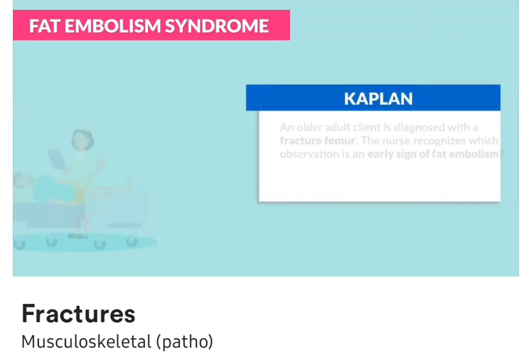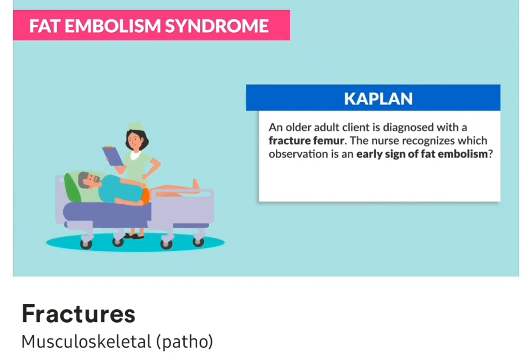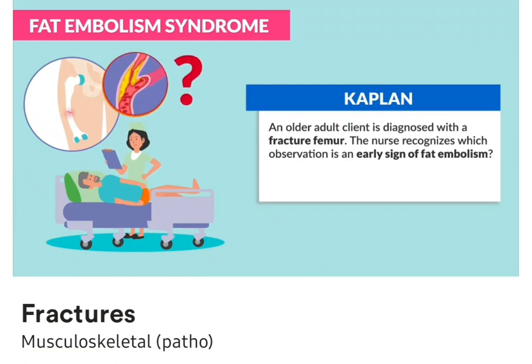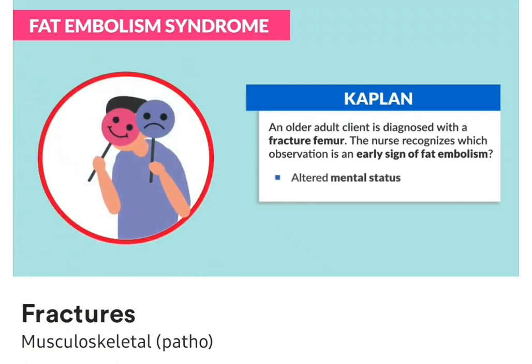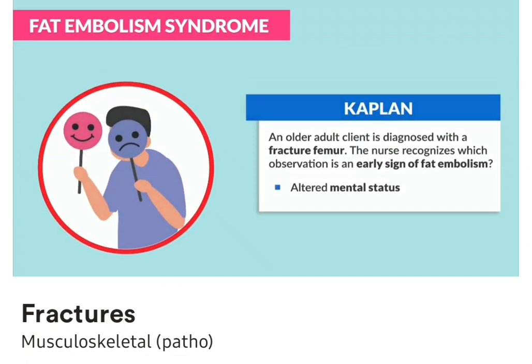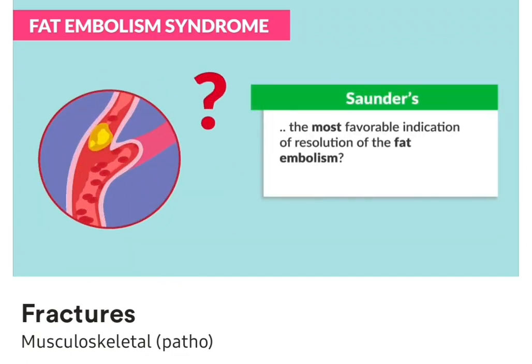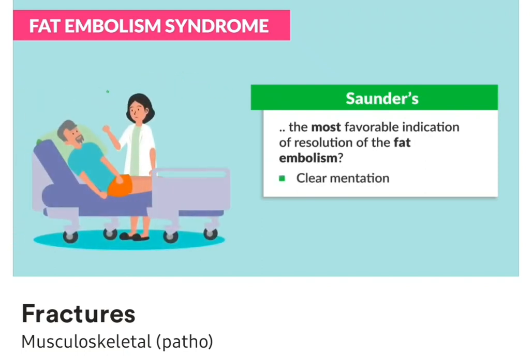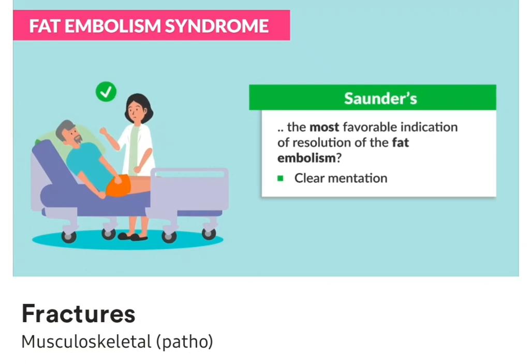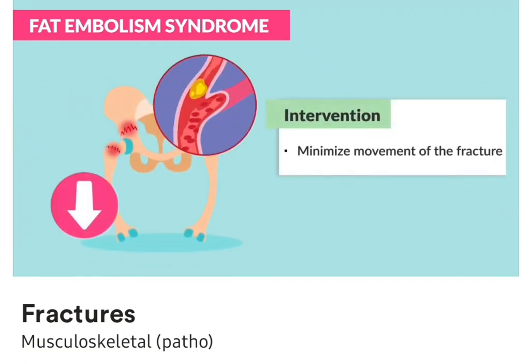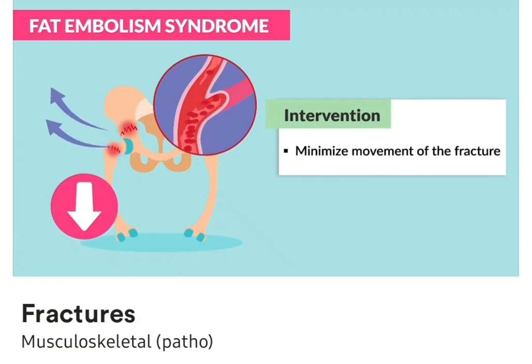So Kaplan mentions, an older adult client is diagnosed with a fractured femur. The nurse recognizes which observation is an early sign of a fat embolism. Altered mental status. So you see how that key term came up in Kaplan. And Saunders mentions, the most favorable indication of a resolution of a fat embolism is a clear mentation, or basically clear mental status.